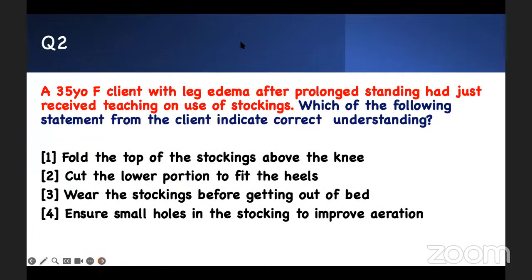Okay, number 2. Like I told you, concepts. Which of the following statements from the client indicates correct understanding? A 35-year-old client with leg edema after prolonged standing has just received teaching on the use of stockings. I've underlined keywords: correct understanding, use of stockings for edema. What are the buzzwords? Use of stockings, correct.